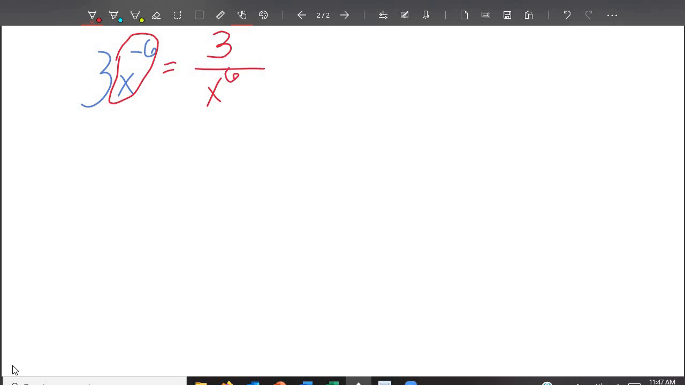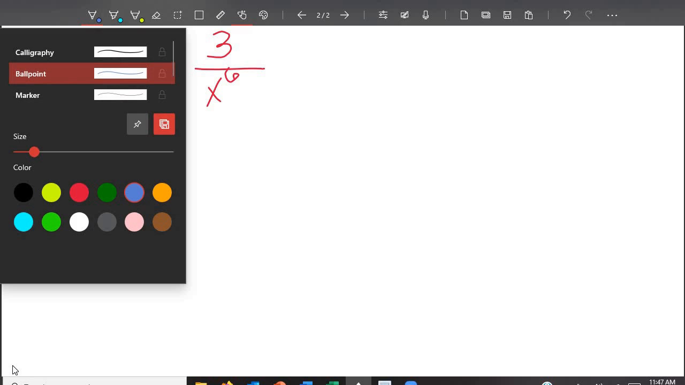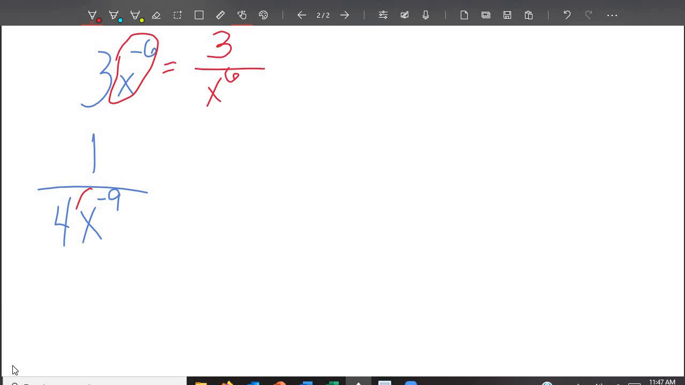Suppose I had 1 over 4x to the negative 9th. Now notice, just the 9 has the negative exponent. So what you're going to do is take it from the bottom and put it in the top. The 4 will stay in the bottom, the x goes to the top, and the exponent becomes positive.